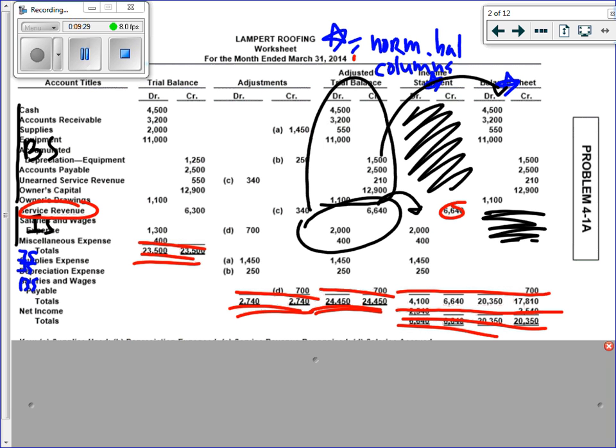Overall, is there a question that I can answer about worksheets? On the test, it won't be as many accounts. And if I recall, you have all of this on the test.